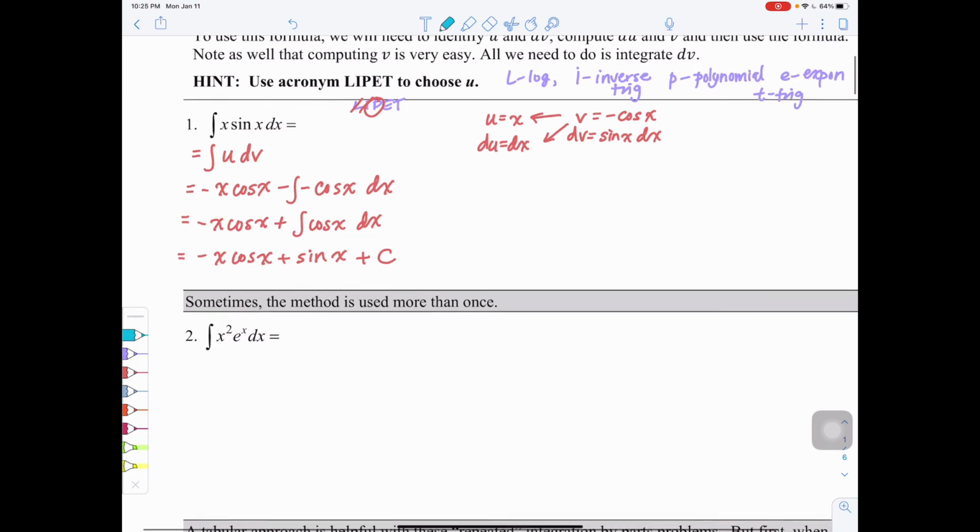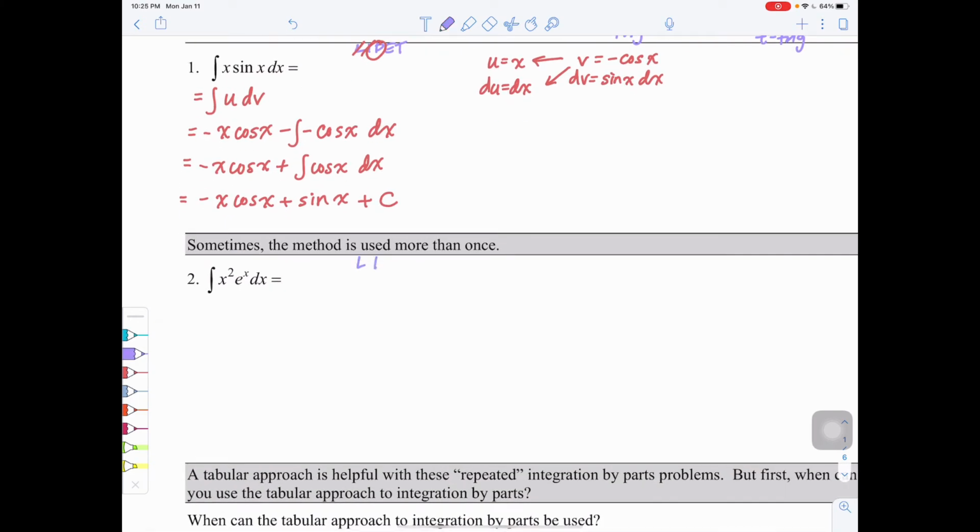LIPET. I don't see a logarithm. I don't see an inverse trig function, but I do see a polynomial. So we're going to let u be x squared. So dv must be e to the x dx. Now, look how easy v is to find. It's just e to the x, because the derivative of e to the x is e to the x. du is 2x dx.